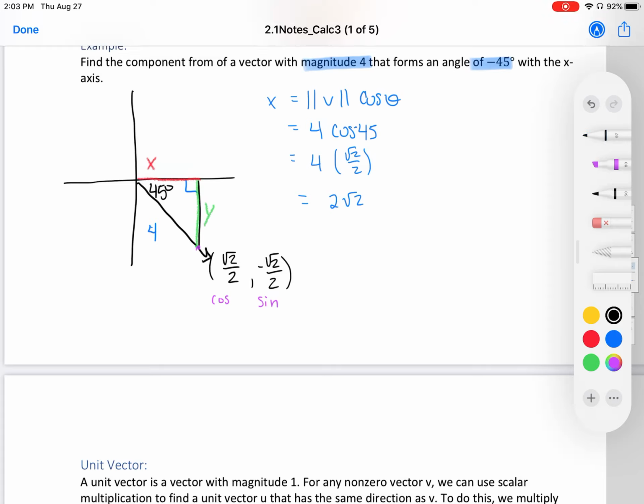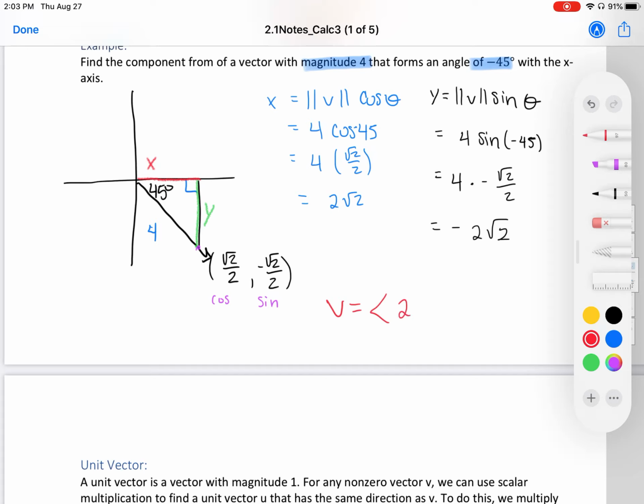Awesome. Now to find the y part of our vector, we have our magnitude times sine of theta. Our magnitude is 4, and I have sine of negative 45. So we have 4 times sine of negative 45, which is negative square root of 2 over 2. So we get negative 2 square root of 2. So we have this vector, which is made up of 2 square root of 2 and negative 2 square root of 2. This is our component form of a vector.